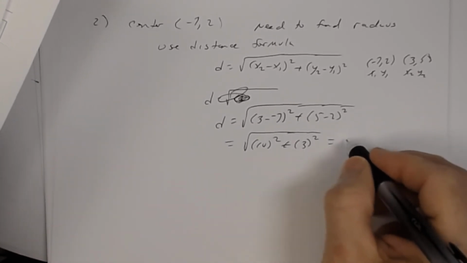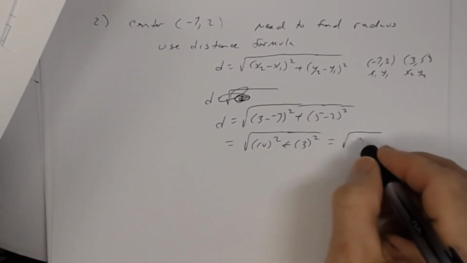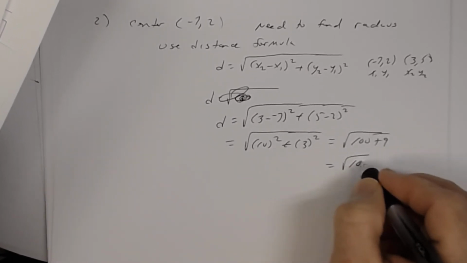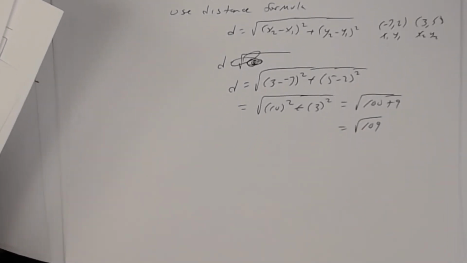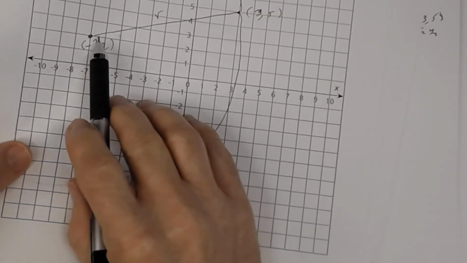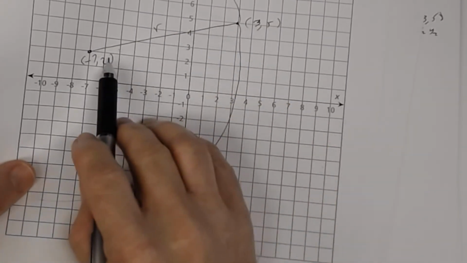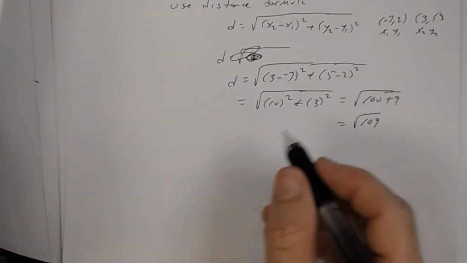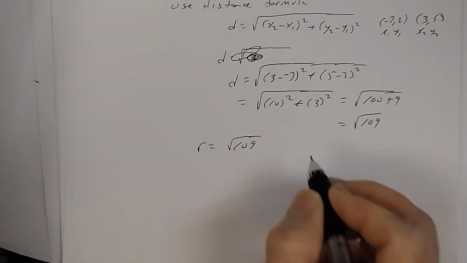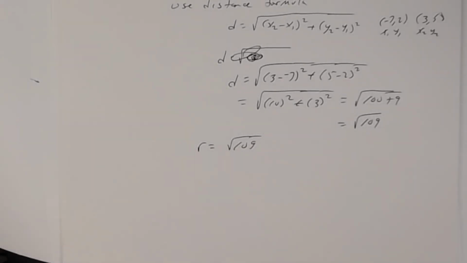Then simplify that further. I get the square root of 10 squared is 100, 3 squared is 9, so I get the square root of 109. And that's the distance between these two points, which happens to be the radius. So the radius is equal to the square root of 109. That's your radius. Now, you need to check and see if you can simplify that.